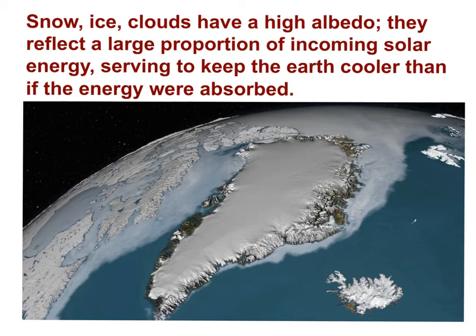Now, if clouds were to disappear or the ice were to melt, more solar energy would be absorbed, heating the Earth. With more heating, there would be more melting. This is a positive feedback loop.